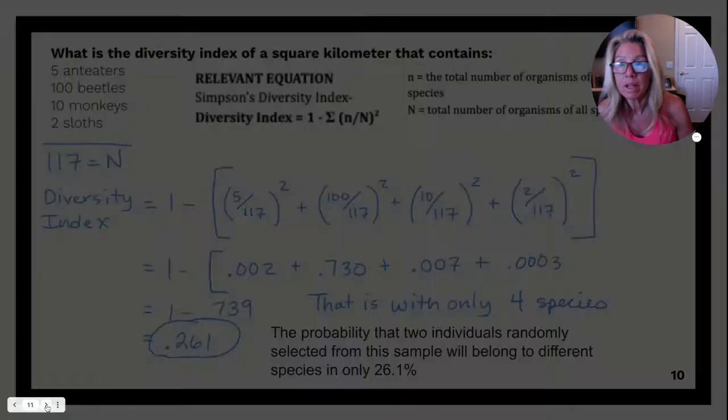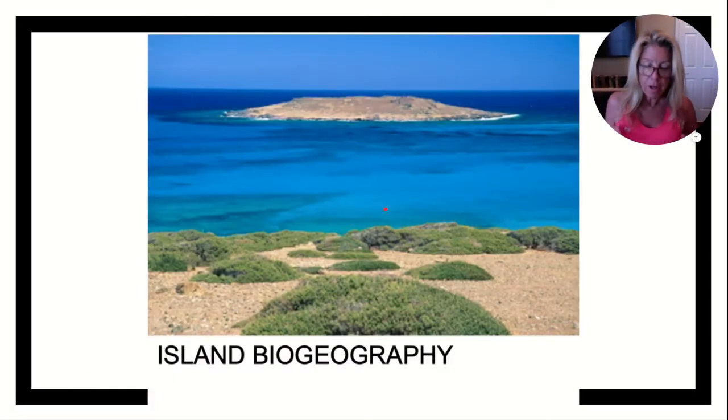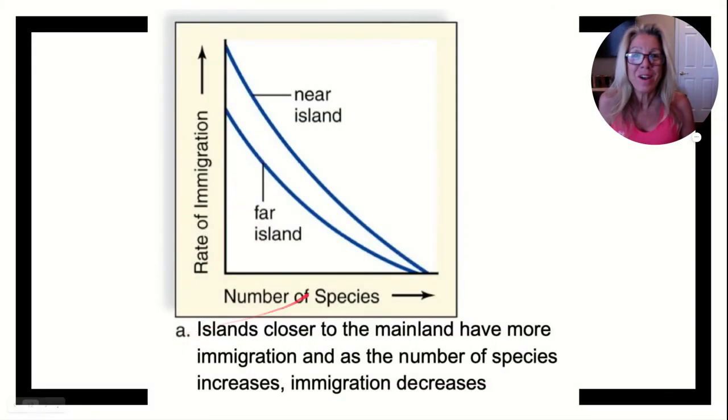So another thing we look at when we look at community structure is island biogeography. When you study islands, take a look at this graph. You can see number of species and rate of immigration. If you're just analyzing the two axes, the amount of immigration moving into that area decreases as the number of species increases, which means there's not a lot of room. All the niches are filled. If you have a bunch of species in one area, you're probably not going to get new species coming in. The fewer the species you have, the more immigration you have.